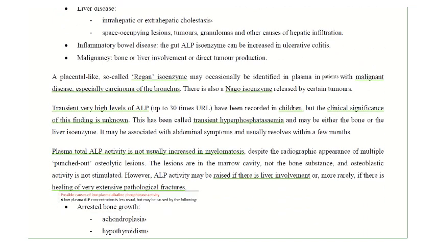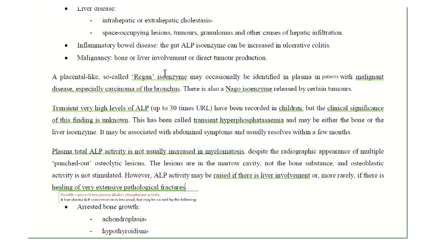A placental-like, so-called Regan isoenzyme may occasionally be identified in plasma in patients. In patients with malignant disease, especially carcinoma of the bronchus, where there is also a NAGAO isoenzyme released by certain tumors.